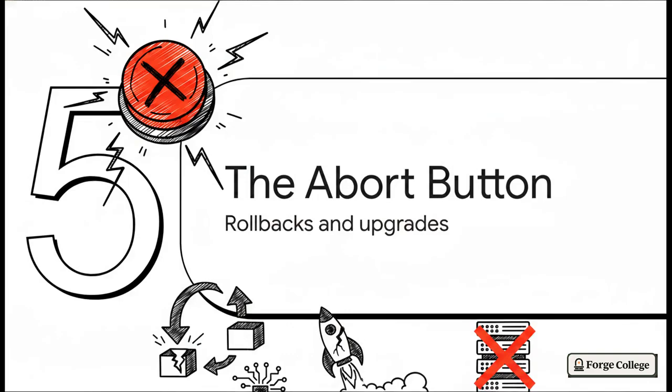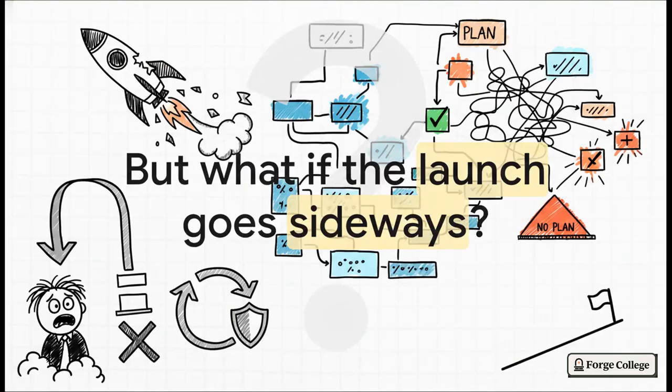Section 5. The abort button. And this brings us to a harsh, sometimes pretty terrifying reality of software engineering. Occasionally, things break, and launches go entirely sideways. It's a question every single engineer has to ask: what happens if the launch goes sideways? Just imagine the sheer panic of a failed production deployment when you suddenly realize you have zero abort procedure. It's a sinking feeling you never ever want to experience.